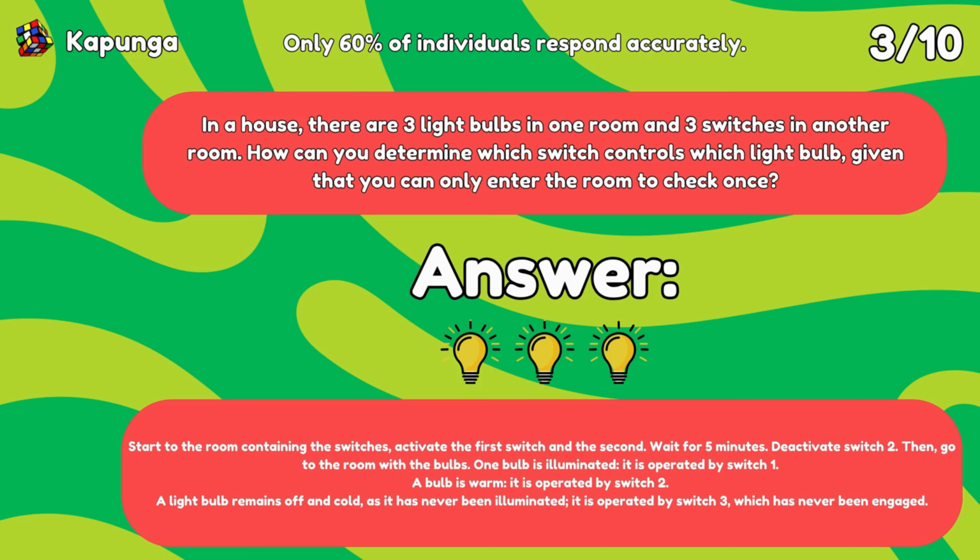Go to the room containing the switches, activate the first switch and the second. Wait for 5 minutes. Deactivate switch 2. Then go to the room with the bulbs. 1 bulb is illuminated. It is operated by switch 1. A bulb is warm. It is operated by switch 2. A light bulb remains off and cold as it has never been illuminated. It is operated by switch 3, which has never been engaged.